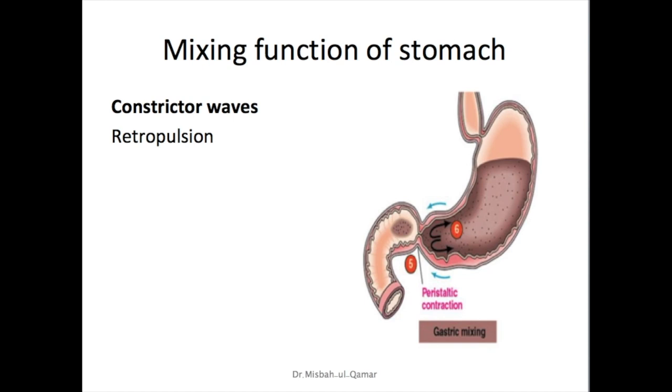Now, do you need me to walk you through the mixing function of the stomach again? You see in this figure that when the peristaltic contraction reaches the pyloric sphincter, the sphincter is tightly closed and no further emptying takes place. When chyme that was being propelled forward hits the closed sphincter, it is tossed back into the antrum. Mixing of chyme is accomplished as the chyme is propelled forward and tossed back into the antrum with each peristaltic contraction.